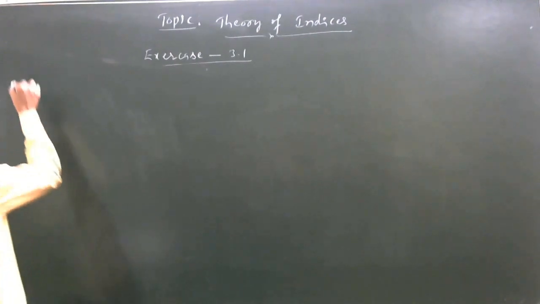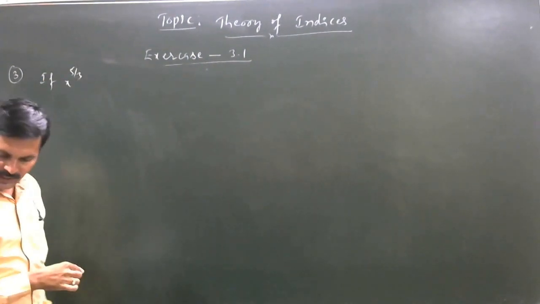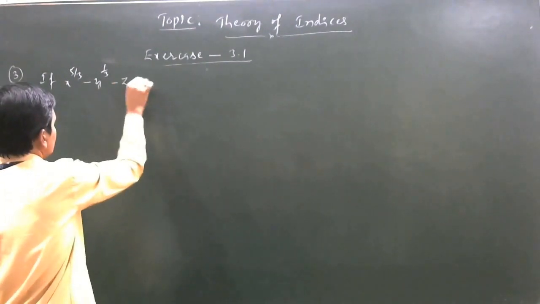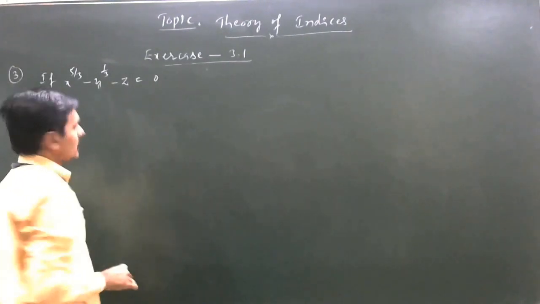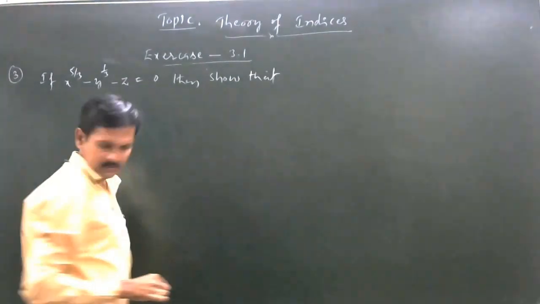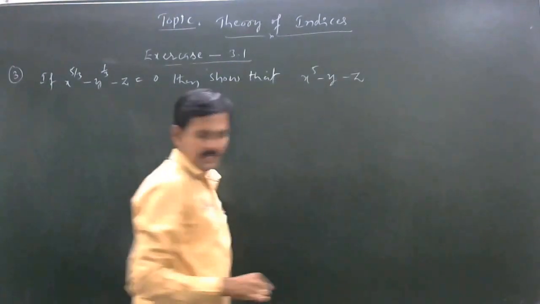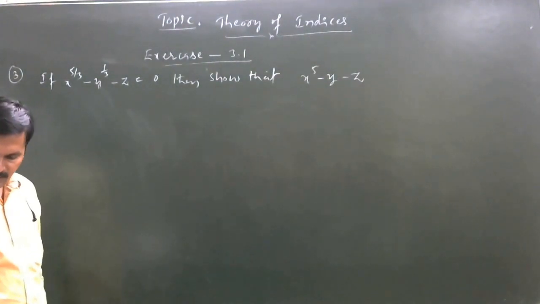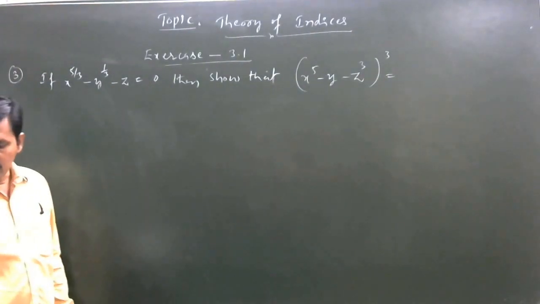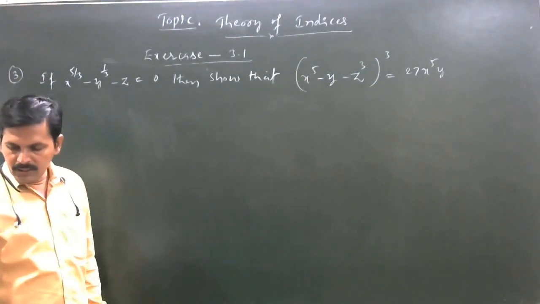Next, the third one. In the fourth problem, the third one: if x power 5 by 3 minus y power 1 by 3 minus z is equal to 0, then show that x power 5 minus y minus z whole cube is equal to 27 x power 5 into y into z cube.